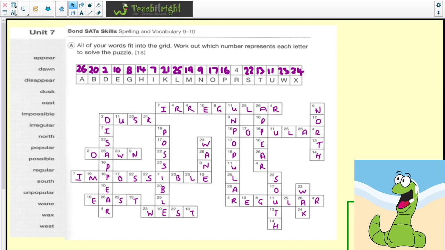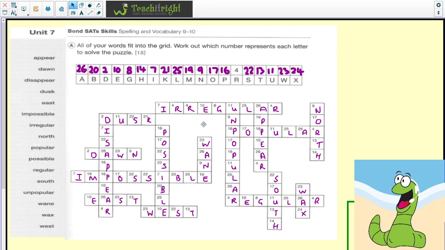All of your words fit into the grid. Work out which number represents each letter to solve the puzzle. You were given 1 and you were given the R, okay, and what you might have done is possibly put in the R's to represent the 4, and that might have started you off with, for example, irregular. Irregular is a word that you might use associated with shapes, so an irregular shape are ones where sides are different in length.